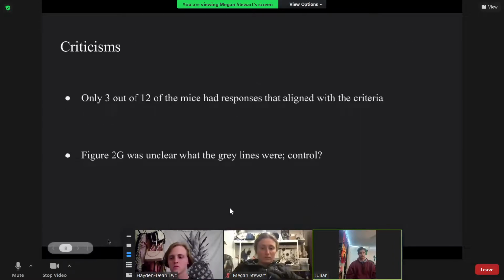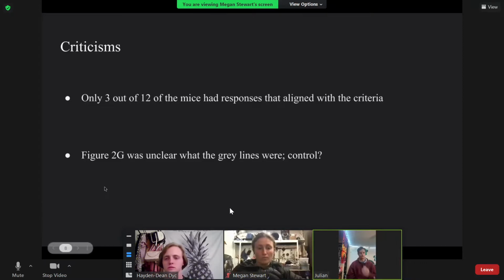The next big thing though were the criticisms we had in Figures I through K. We only did get 3 out of the 12 mice that were recorded in this way. It would have been more interesting to have seen what more of the mice had. Only a quarter of the population doesn't seem like a very large sample size when all 12 mice had available data. It would have been more interesting to see if all 12 mice lined up with the criteria. The other big problem was in Figure 2G.